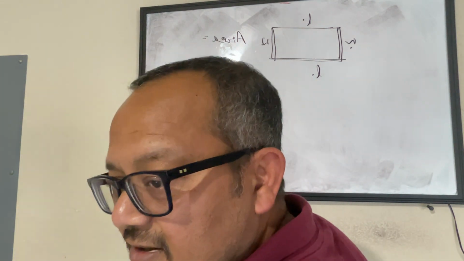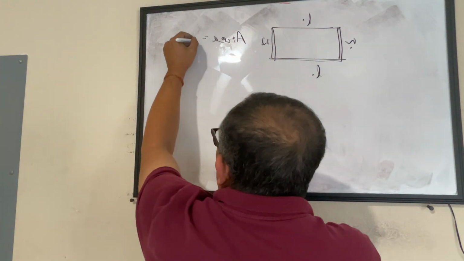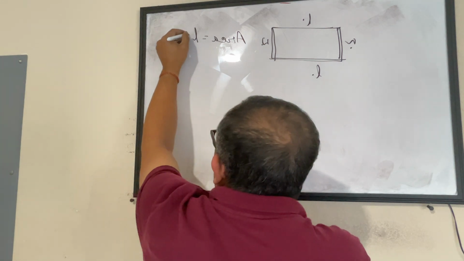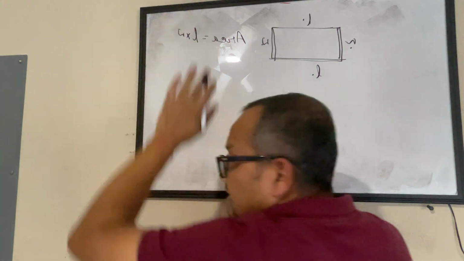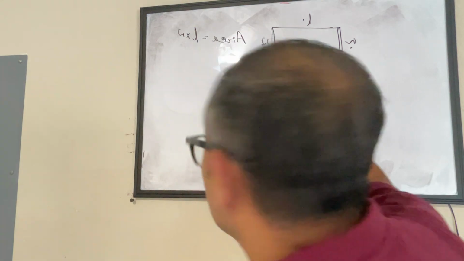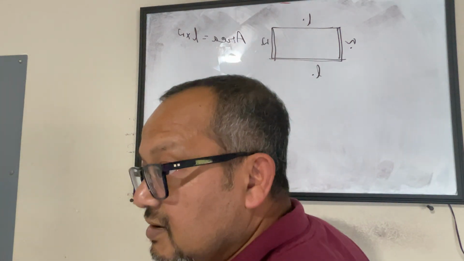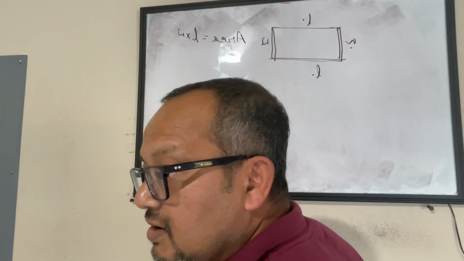So the area of a rectangle, you multiply the length and the width. That's it. That's the answer. Length times width.